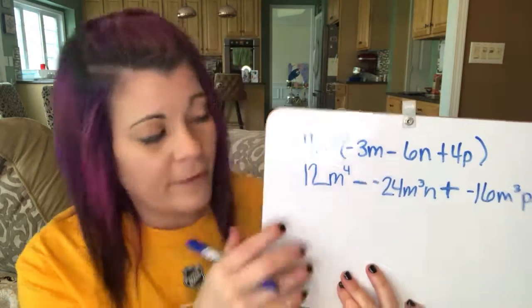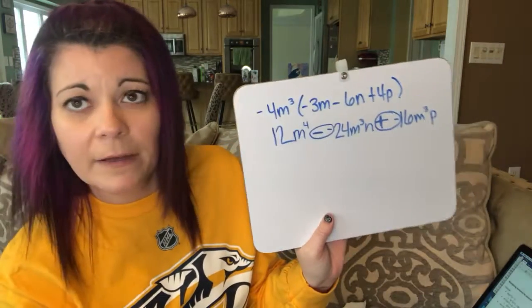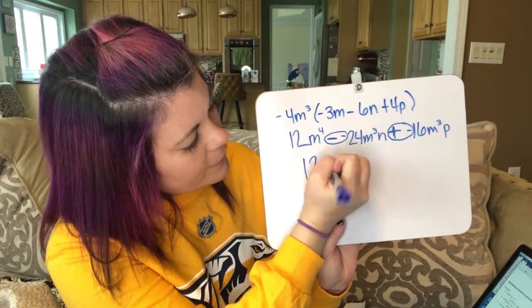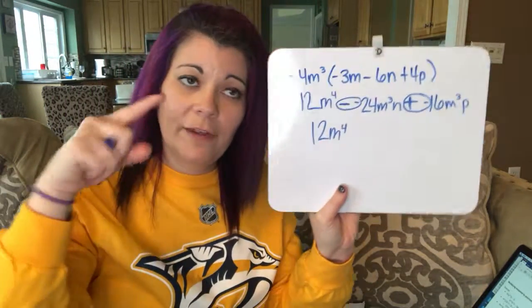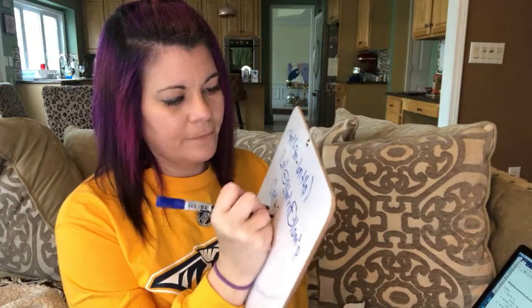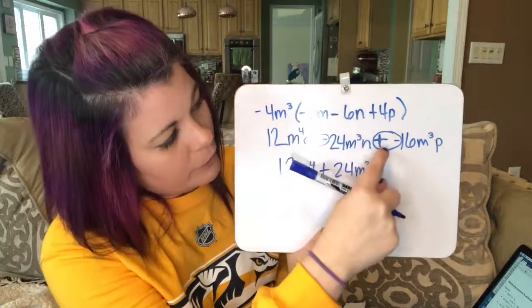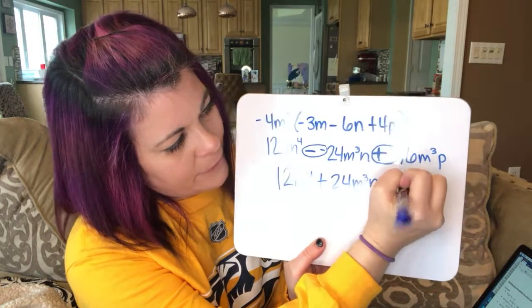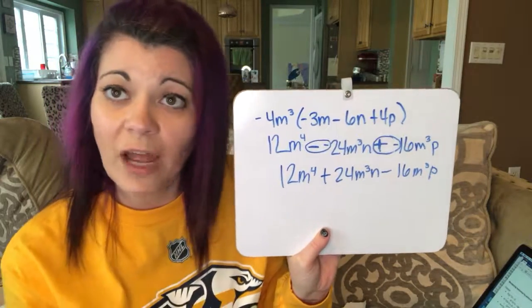Now I'm going to simplify this, because anytime I see a double sign, we don't want that double sign. So 12m to the fourth and then minus a negative. If you watched my integer videos, when you see minus a negative, you take those two things and they make a plus sign. 24m cubed n, and then when you have plus a negative, you don't need them both. You can just say subtract 16m cubed p. That's another way to write plus a negative. You just say subtract it. So there you go. That is how you multiply a monomial by a binomial or a polynomial.